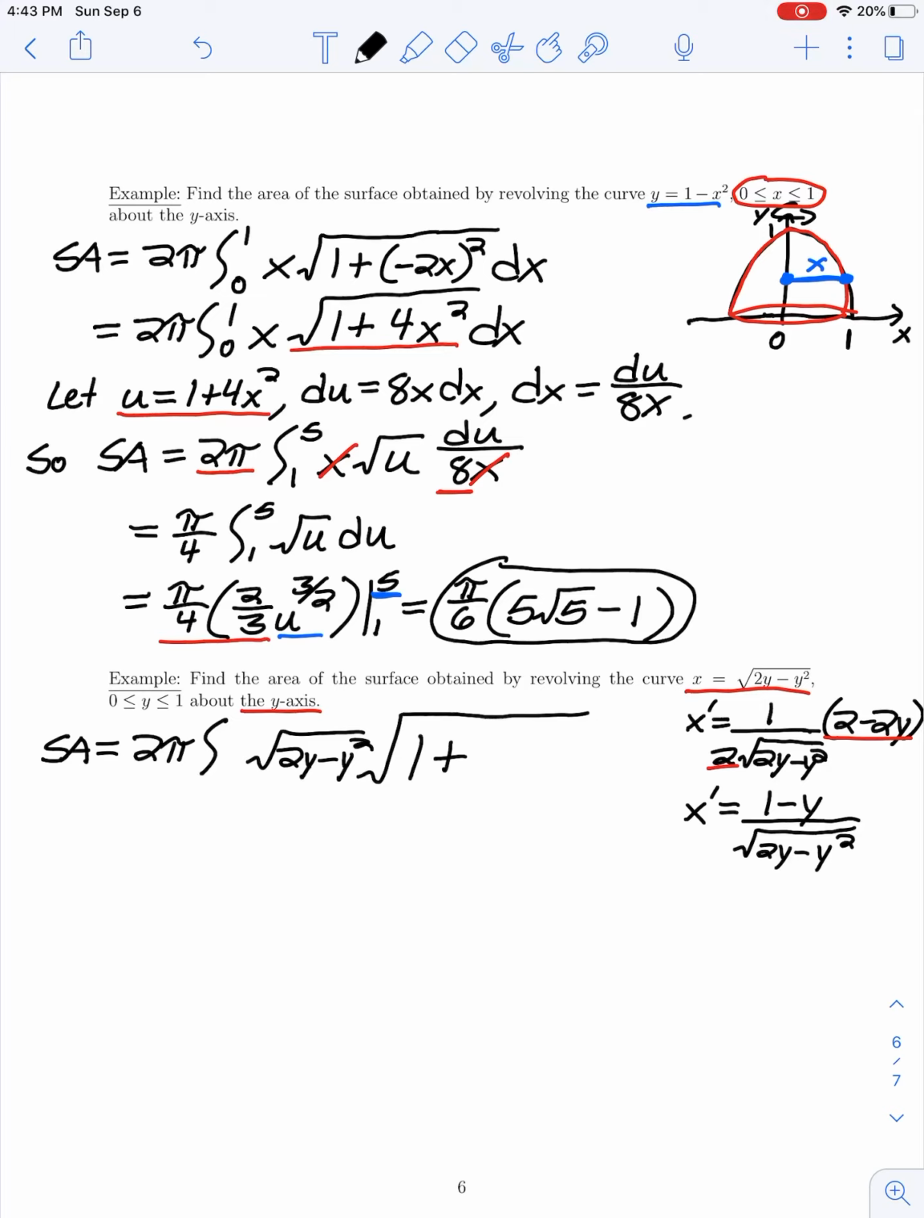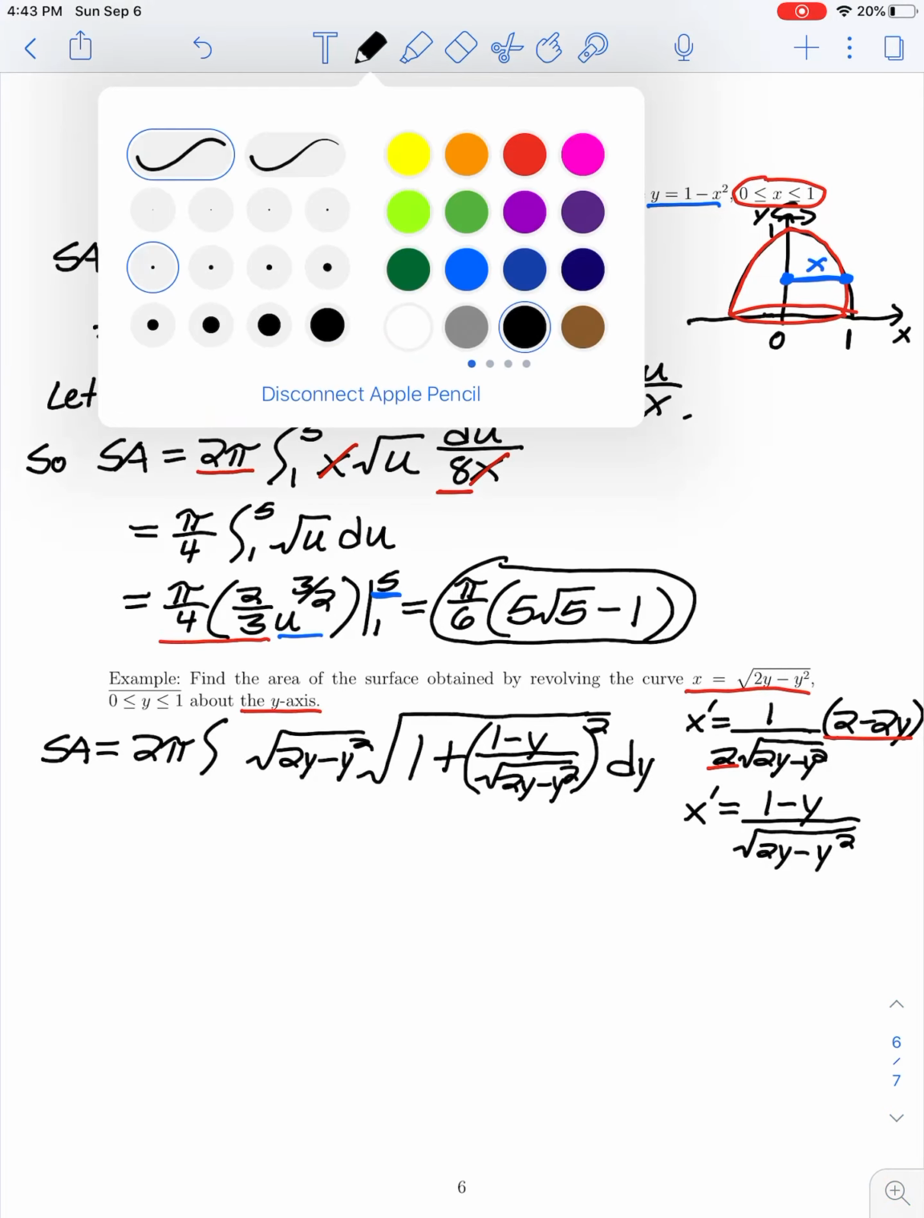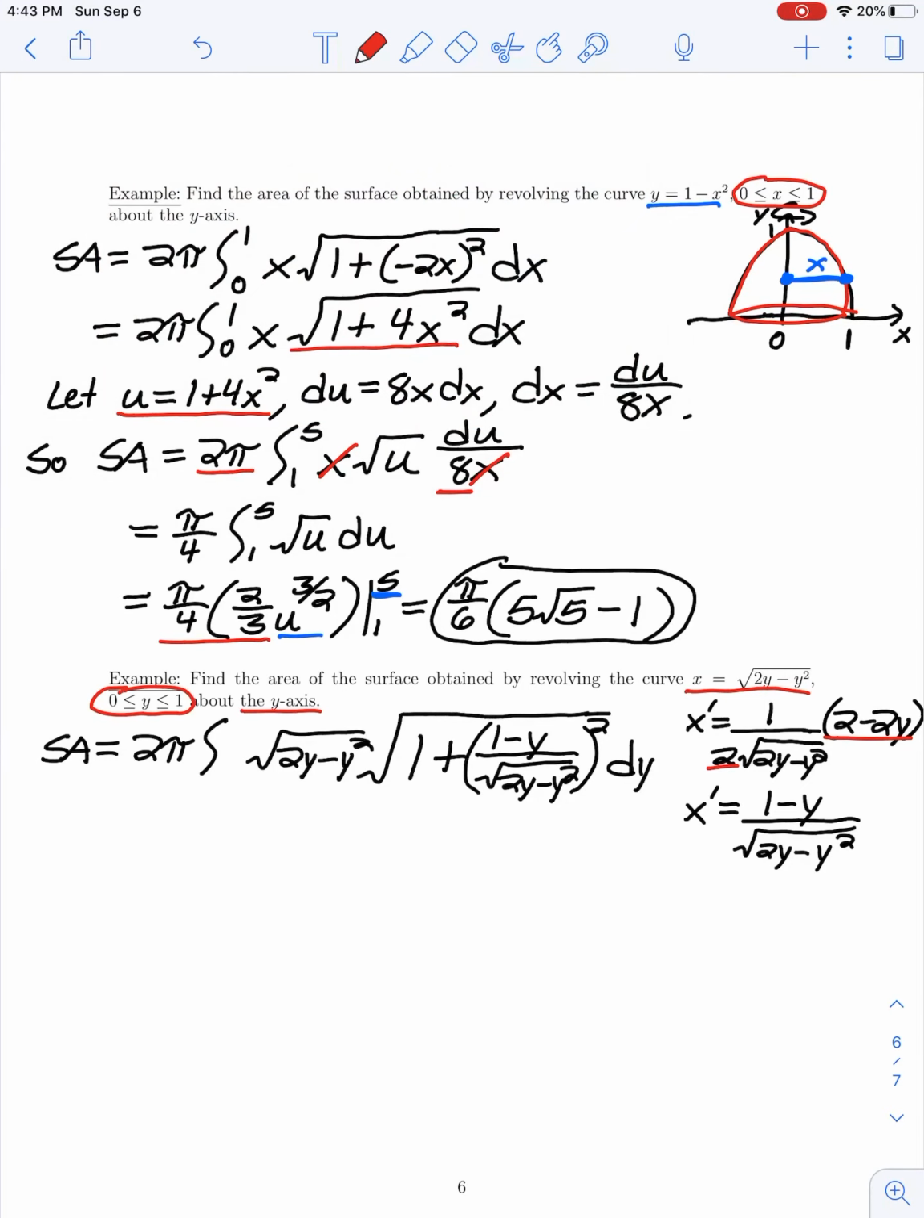So in my integral for surface area, I have the square root of 1 plus that derivative that we just found, squared, and we're integrating with respect to y, over the interval y equals 0 to 1. So those are going to be my upper and lower limits for integration. As with our previous examples, I mentioned that we want to simplify under the square root as much as possible. So let's see what we have here.